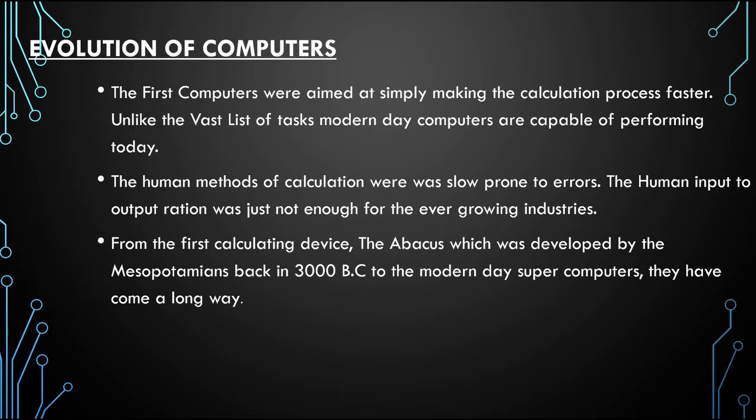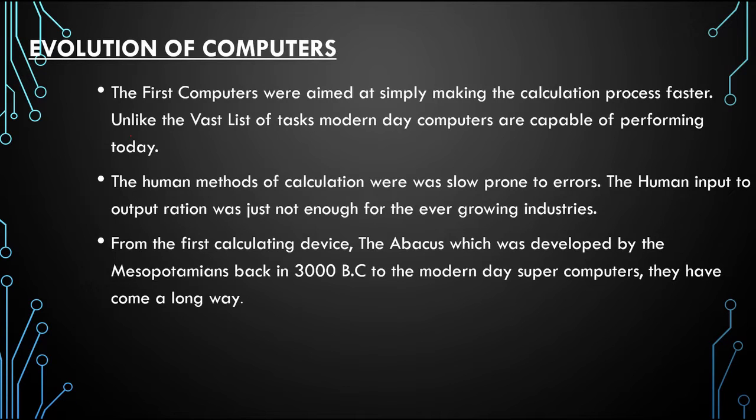First, we'll look at the evolution of computers. Now, the first computers that were built weren't exactly designed to perform a vast array of tasks. They were just used to make the calculation process faster, because the human errors that crept in while doing calculations were unacceptable. They just weren't fast enough and they made too many mistakes. Hence, for the first calculating device, the abacus was developed by the Mesopotamians back in 3000 BC.